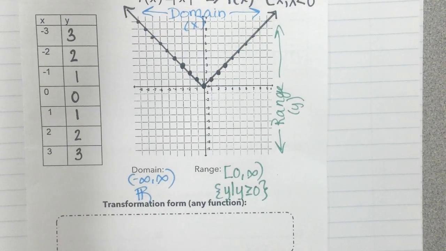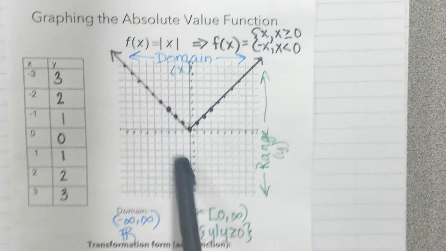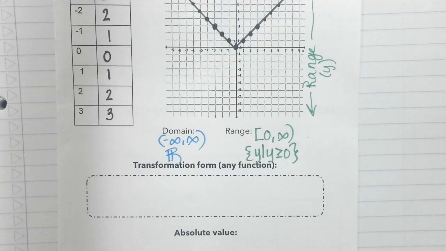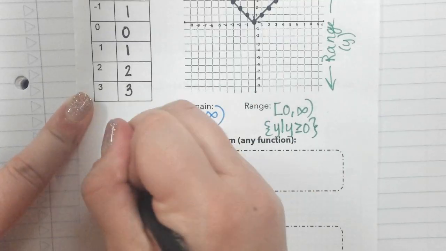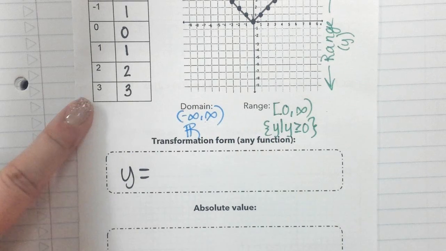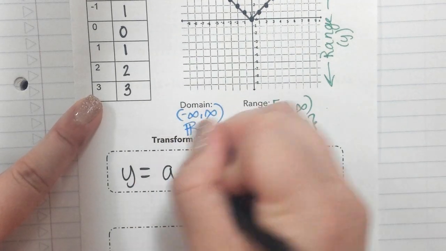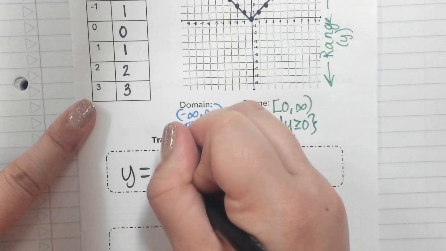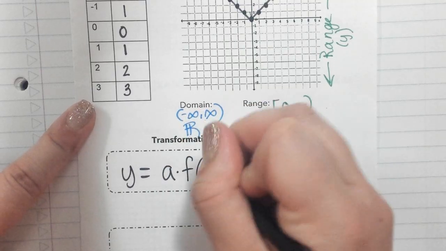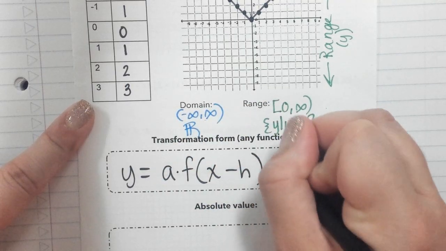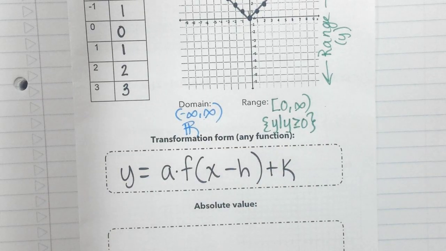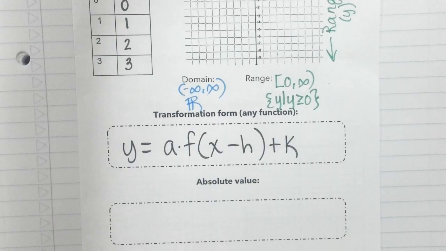This is our friend the parent function. Now we're going to move it. We're going to transform it. First, we're going to write down any function's transformation form, and it looks like this: a times f of x minus h plus k. Y'all remember seeing that? Maybe for quadratics? Probably.